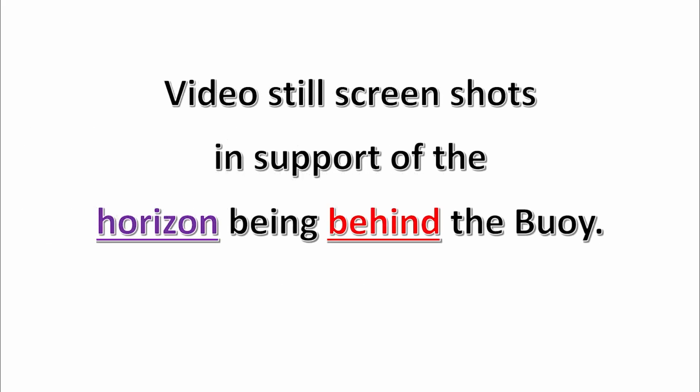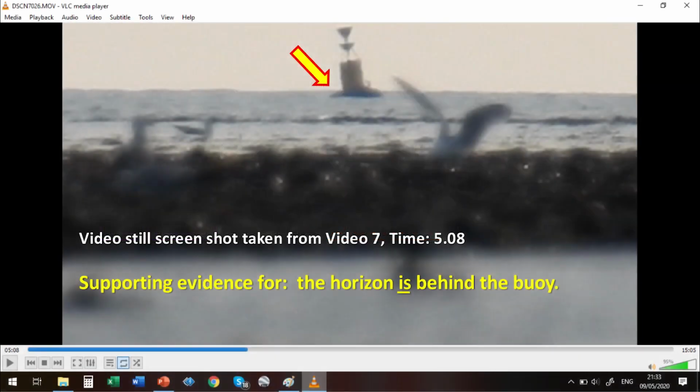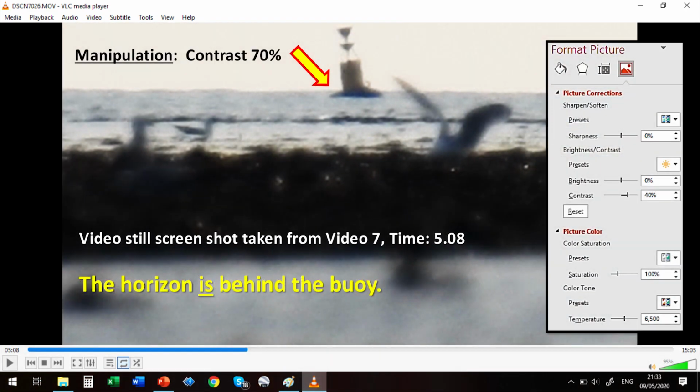Video still screenshots in support of the horizon being behind the buoy. Video still screenshot taken from video 7, time 5 minutes 8 seconds. Supporting evidence for the horizon is behind the buoy. The horizon is behind the buoy. Manipulation contrast 70%.